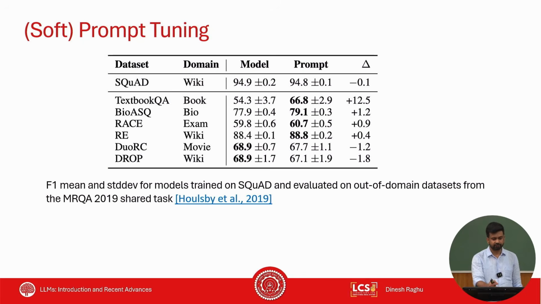They show a bunch of different domains. Some are close to Wikipedia, some are slightly far away. One of the biggest takeaways here is that the 12.5 improvement on books was a very good insight.